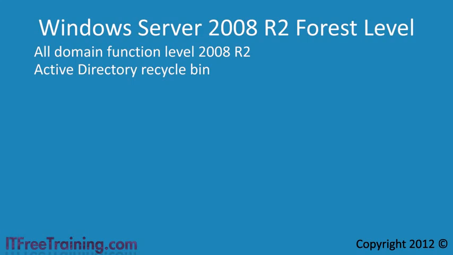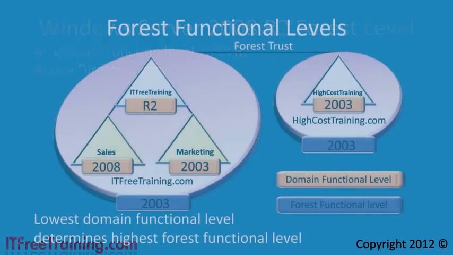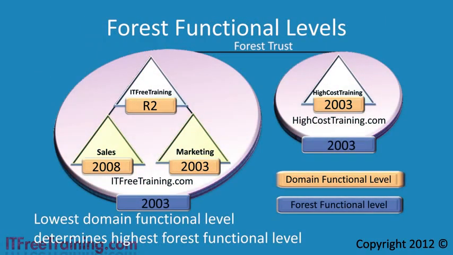Okay, now, let's go back to the example and look at upgrading the domain and Forest functional levels one last time. Let's consider that we want to upgrade all Forest levels to Windows Server 2008 R2. To upgrade IT Free Training is quite easy. All we need to do is upgrade all the domain controllers in the domain to Windows Server 2008 R2. Once done, the domain functional level is raised to Windows Server 2008 R2. Once that is done, we raise the Forest functional level to Windows Server 2008 R2.